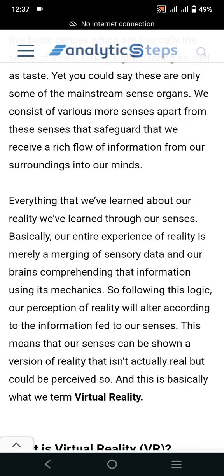Everything that we have learned about our reality we have learned through our senses. Basically, our entire experience of reality is merely a merging of sensory data and our brains comprehending that information using its mechanics. So, following the logic, our perception of reality will alter according to the information fed to our senses. This means that our senses can be shown a version of reality that is not actually real but could be perceived so. And this is basically what we term virtual reality.